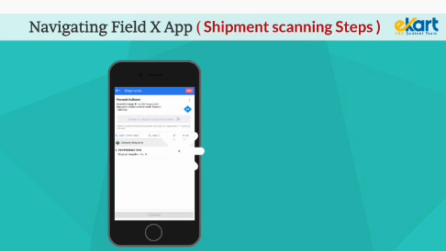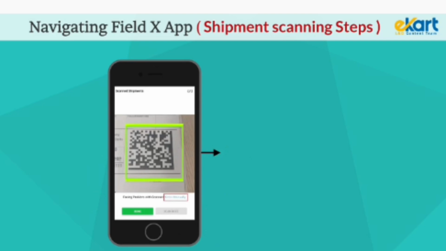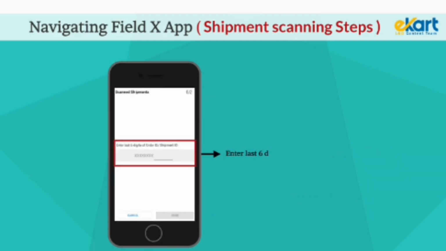To begin with, click on the scan to scan the shipment. Then, you may scan the barcode or the QR code of the shipment being delivered. Manually enter the shipment ID in case the scan fails. Enter the last 6 digits of the order ID or the shipping ID in case the barcode scanning fails.